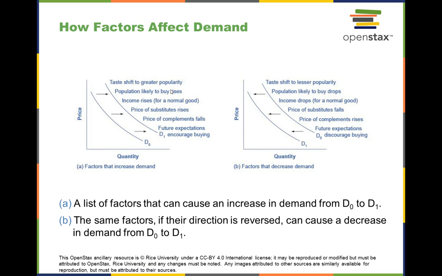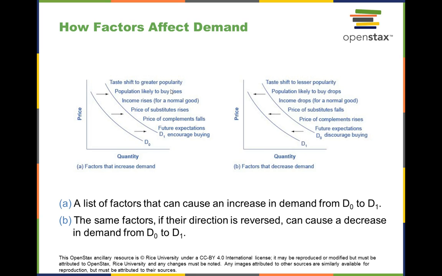So a list of factors that can increase demand and those that can decrease. Increasing demand: tastes shift to greater popularity, population likely to buy rises, income rises, price of substitutes rises, so people are going to buy your product instead. Price of complements falls, so this goes together and that price fell, maybe I'll buy this too. Future expectations encourage buying because you're worried about a sale next week.